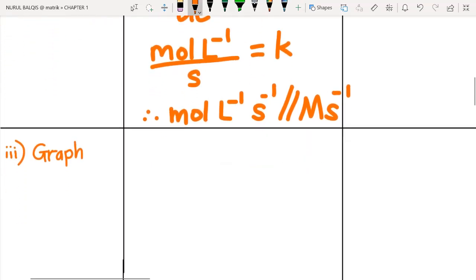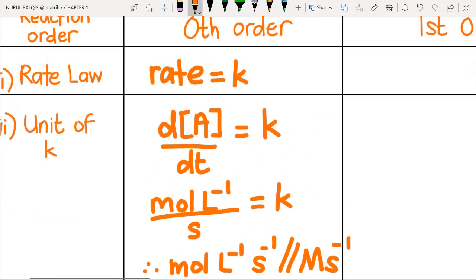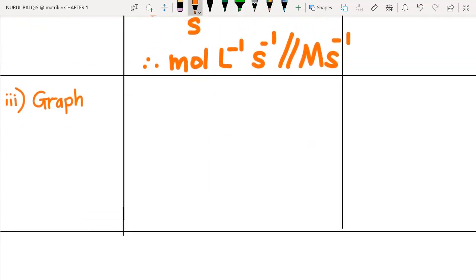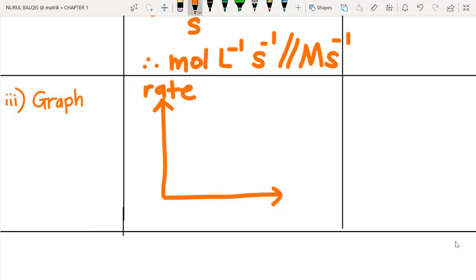And then for the graph, since the rate is not dependent on the concentrations, you're going to get a value of K which remains unchanged throughout the reaction. So our y-axis is going to be rate, and our x-axis is going to be concentrations of A. Since they are not dependent on the concentrations, you're going to get K as a constant. Alright, that is for 0th order.